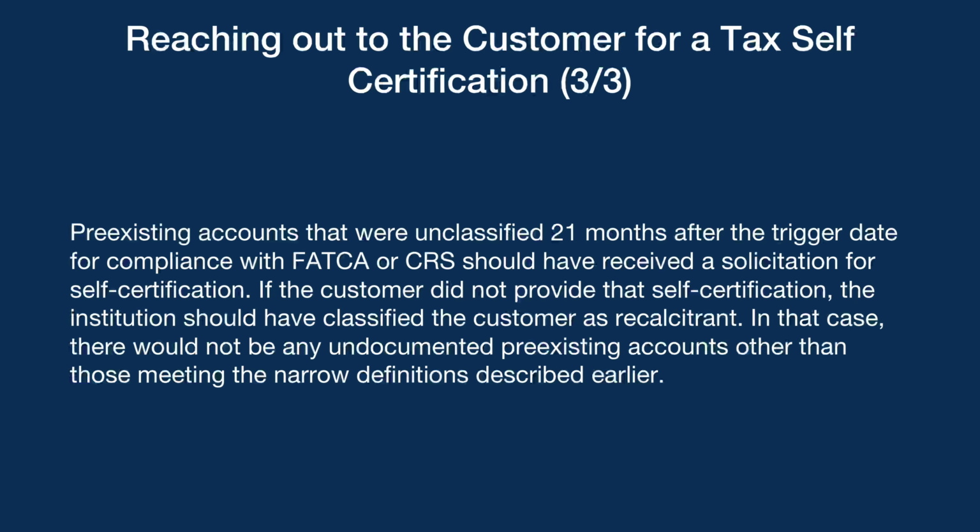Pre-existing accounts that were unclassified 21 months after the trigger date for compliance with FATCA or CRS should have received a solicitation for a tax self-certification. This is because this would be the latest point that a customer could be given the full 90 days to trigger recalcitrant account holder status post-solicitation. If the customer did not provide that self-certification, the institution should have classified the customer as a recalcitrant account holder. In that case, there would not be any undocumented pre-existing accounts other than those meeting the extremely narrow definitions described earlier.